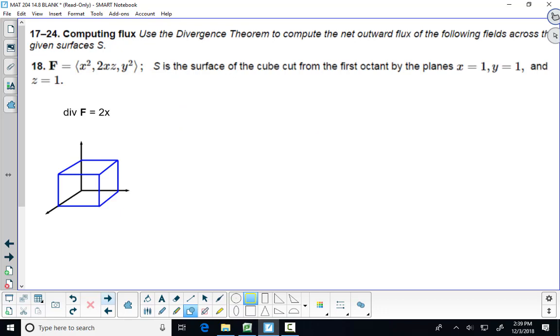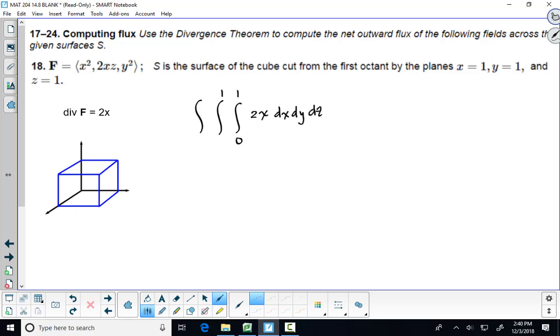This one's more interesting. The surface has a divergence of 2x. And the vector field is more curious. Okay, so let's go ahead and do the triple integral side of the divergence theorem. So triple integral dx, dy, dz. And we know that we can do dx, dy, dz in any order because we're dealing with constant limits of integration. 0 to 1 for all. So we're going to go 0 to 1 across the board.